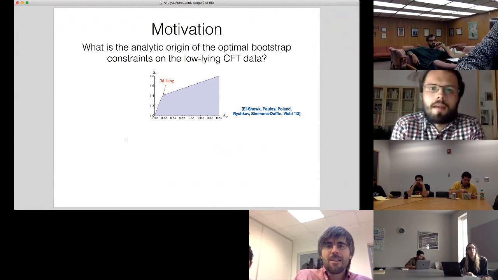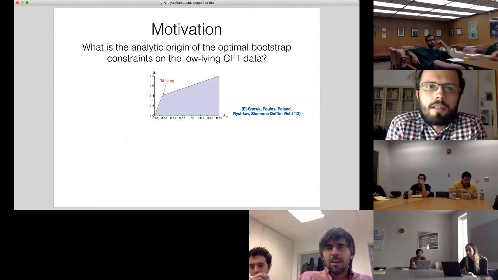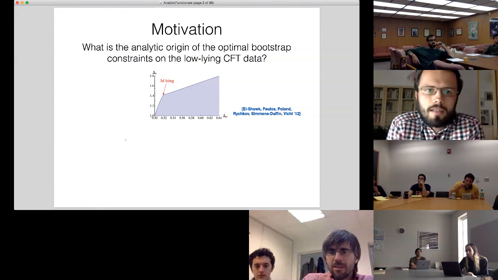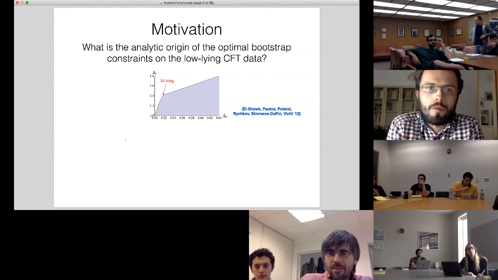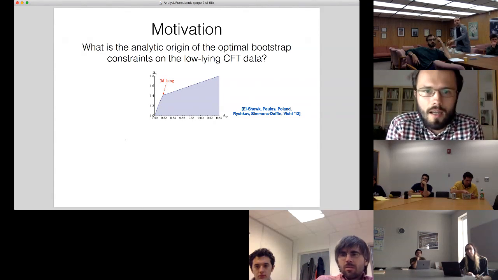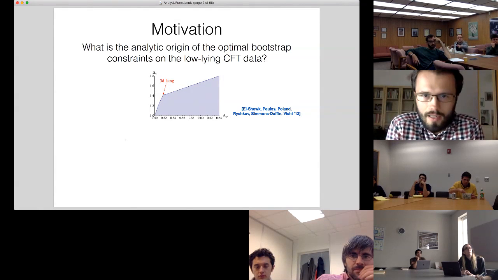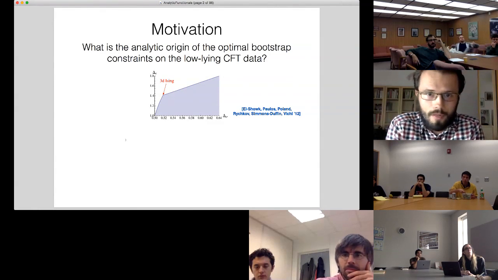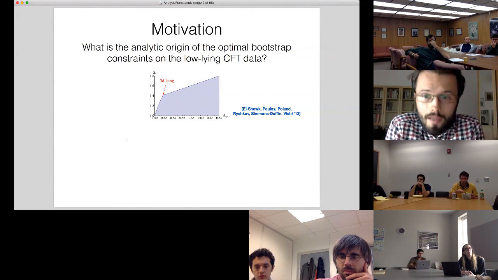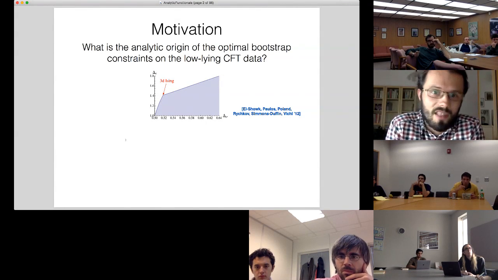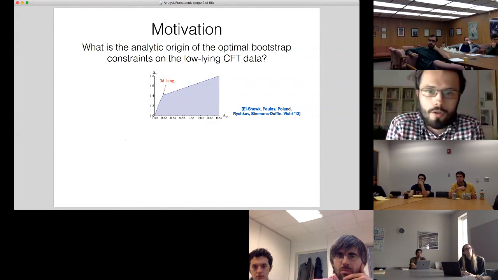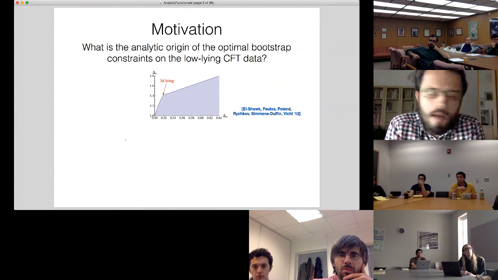The main motivation behind my work is to try to understand as well as possible the analytic origin of the optimal bootstrap constraints on the low-lying CFT data. Of course, by now we have accumulated a huge amount of amazing numerical results, the most prominent one being concerning the three-dimensional Ising model. But I think it is fair to say that we do not really have a deep physical understanding of the precise location of the bounds or the precise mechanism of what conformal bootstrap equations are trying to do.